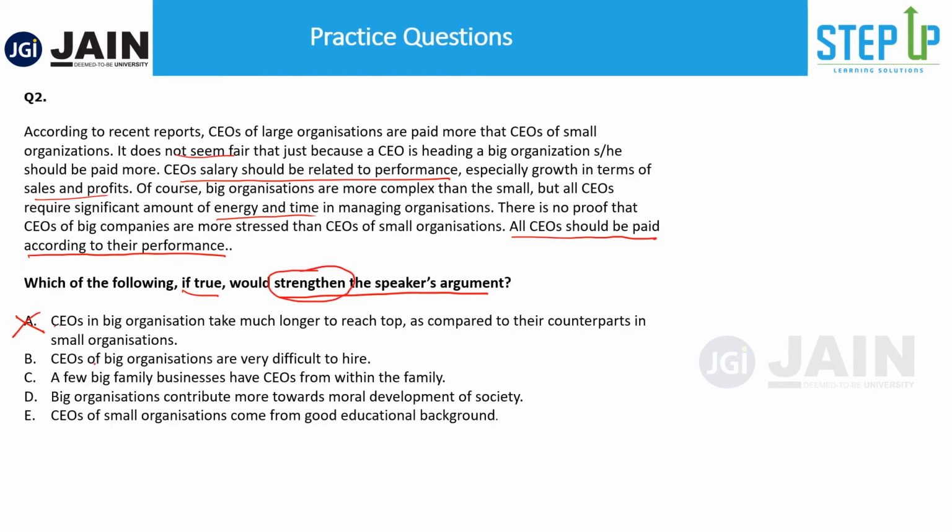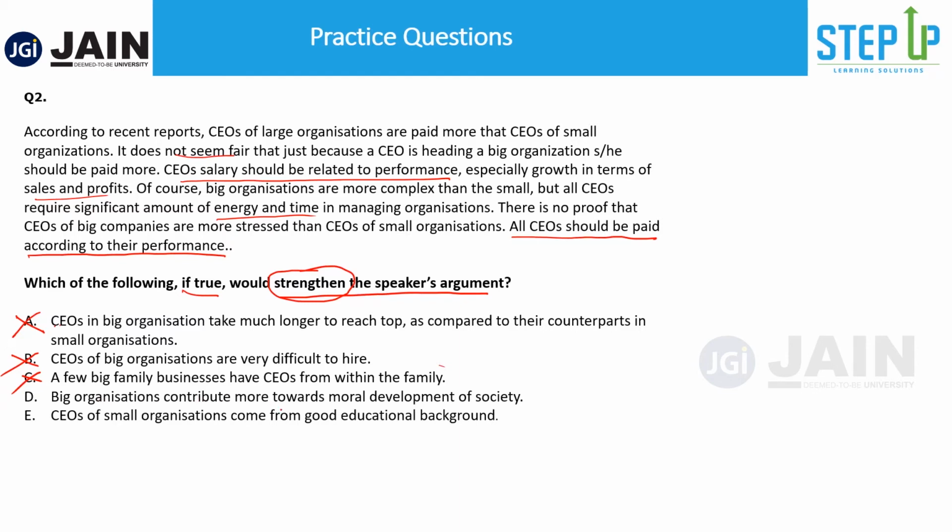Then the second one, CEOs of big organizations are very difficult to hire. Again, this is weakening the author's argument, because of the demand-supply imbalance, they're difficult to hire and therefore you might pay more to CEOs of bigger organizations, but that's not in line with what we want. A few big family businesses have CEOs from within the family. Now again, it's not important whether a few big family businesses do so, right? This is sort of out of scope, right?